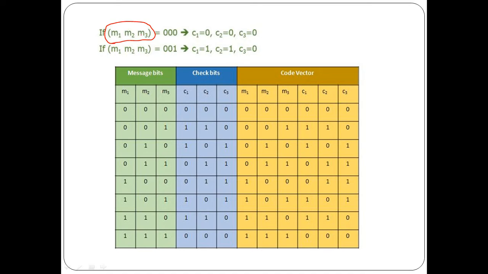So we have eight combinations with three bits, starting from triple zero to triple one. The eight combinations are highlighted in green color. For all eight combinations, we will find the check bits and code vector. It's an easy task, no need to hesitate.